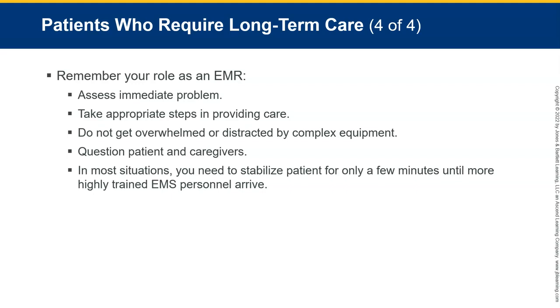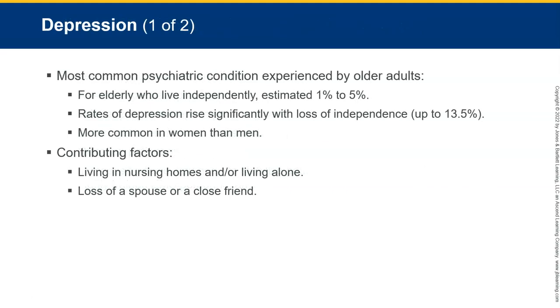In the event somebody's having a problem with oxygen, maybe their O2 is not turned on properly, or maybe their cannula is not on properly. We can still do things. So we want to make sure that we're taking those appropriate steps in caring for them. Don't become overwhelmed or distracted by complex equipment. Question the patient or the patient's caregivers about the problem. And the thing that we want to do is help to stabilize the patient until EMS gets there. That's really our main goal, is to try to get everything back to normal the best we can until the next highest level gets there.